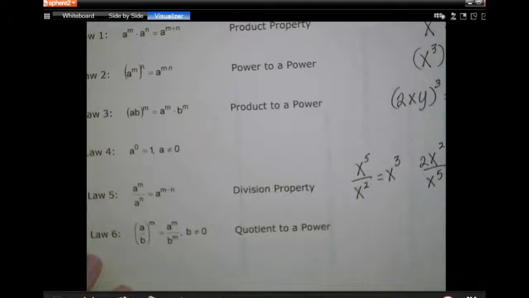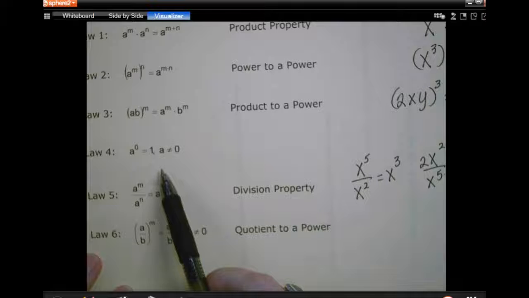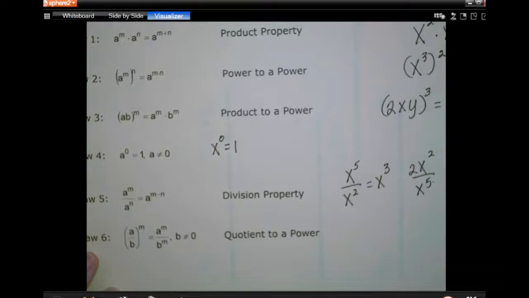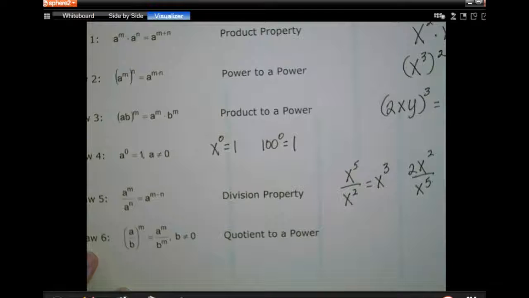Here's something scary, Colin. Are you ready? Okay. Anything to the 0 power is always 1. So x to the 0 power is 1. 100 to the 0 power is 1. 1,000,000 to the 0 power is 1. Because I said. It's a rule. It's no exponents, so it doesn't exist, so it's a 1.